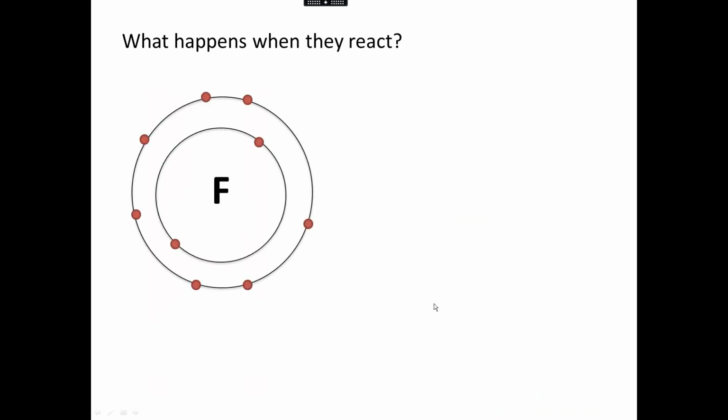Well, when group 7 elements react, they gain an electron. With 7 in the outer orbit, they need to gain 1 to complete that outer orbit. Okay, when they do that, they are gaining a negative, so it becomes a negative ion. Gains 1 electron, so 1 minus.